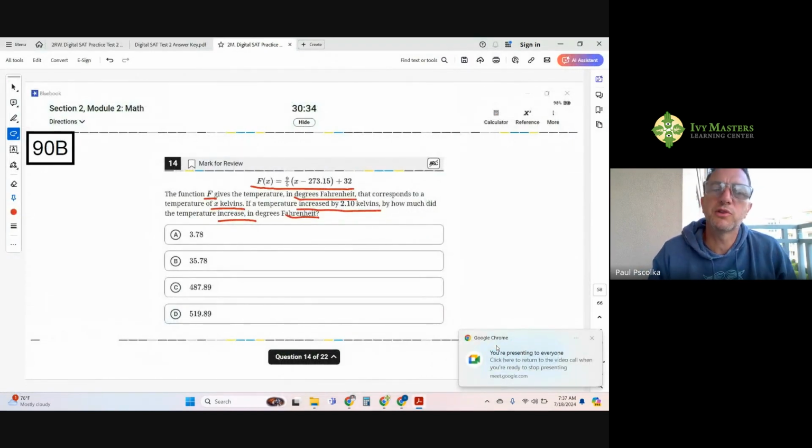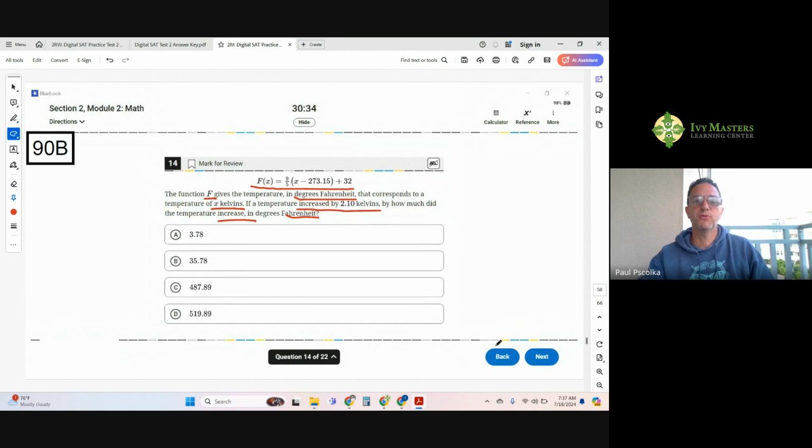This is the 14th question from Digital SAT Test 2 Module 2B. This is from the harder set of math questions. Number 14 tells us that the function is for degrees Fahrenheit and X represents Kelvin. And if you got an increase of 2.10 degrees Kelvin, how much did the Fahrenheit increase?